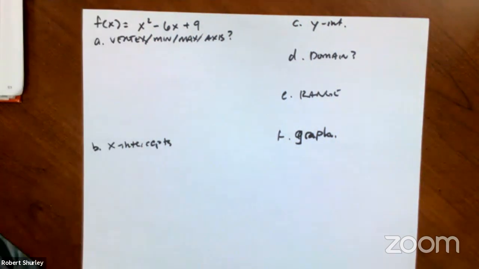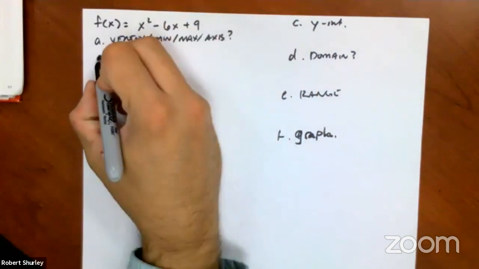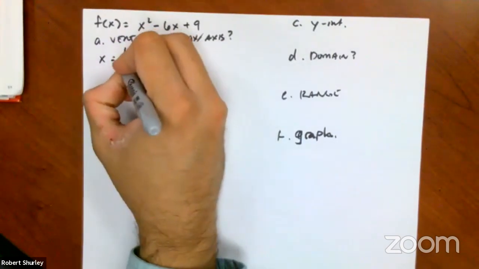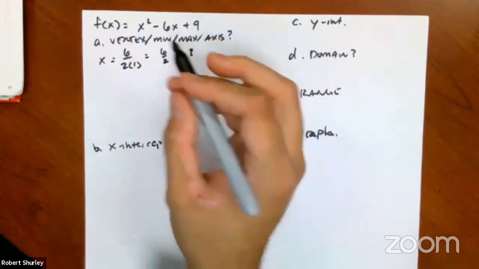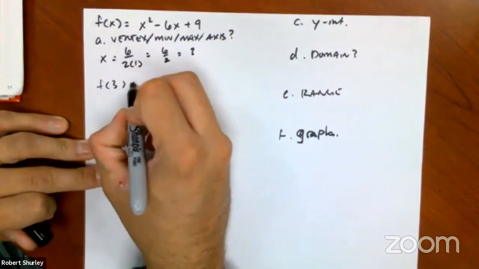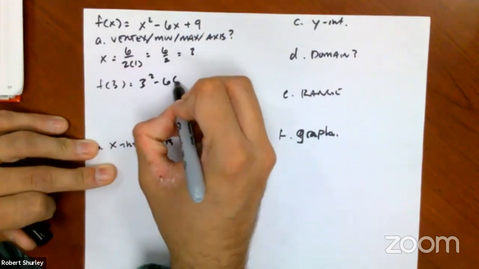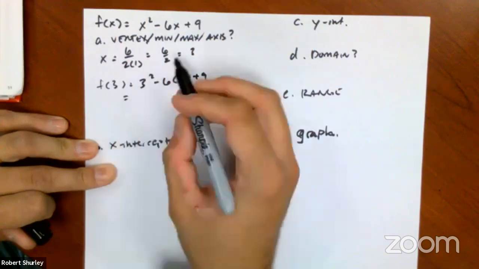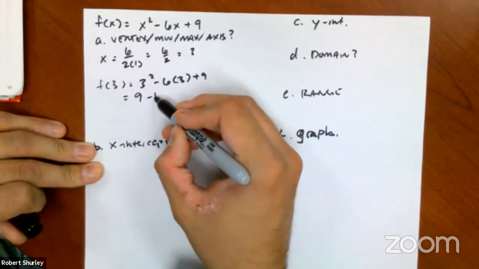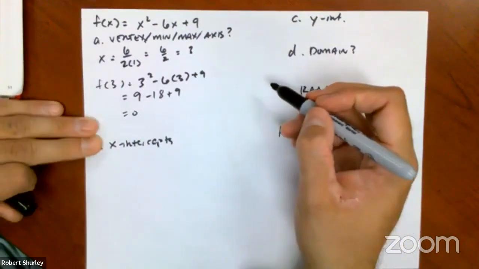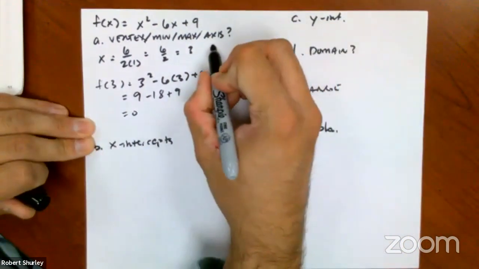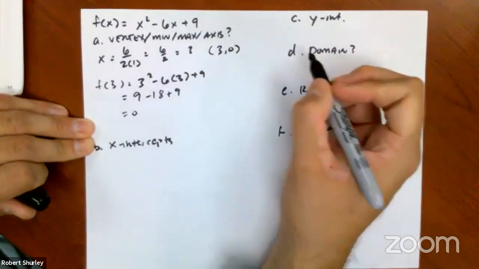Okay, let's do this. So vertex, x equals negative b, so that's 6, over 2 times 1. So 6 divided by 2, that's 3, right? Plug it in, and we get 3 squared minus 6 times 3 plus 9. So 9 minus 18 plus 9. Hey, we get the 0. We kind of got one of these in the example earlier. So the vertex is going to be (3, 0).